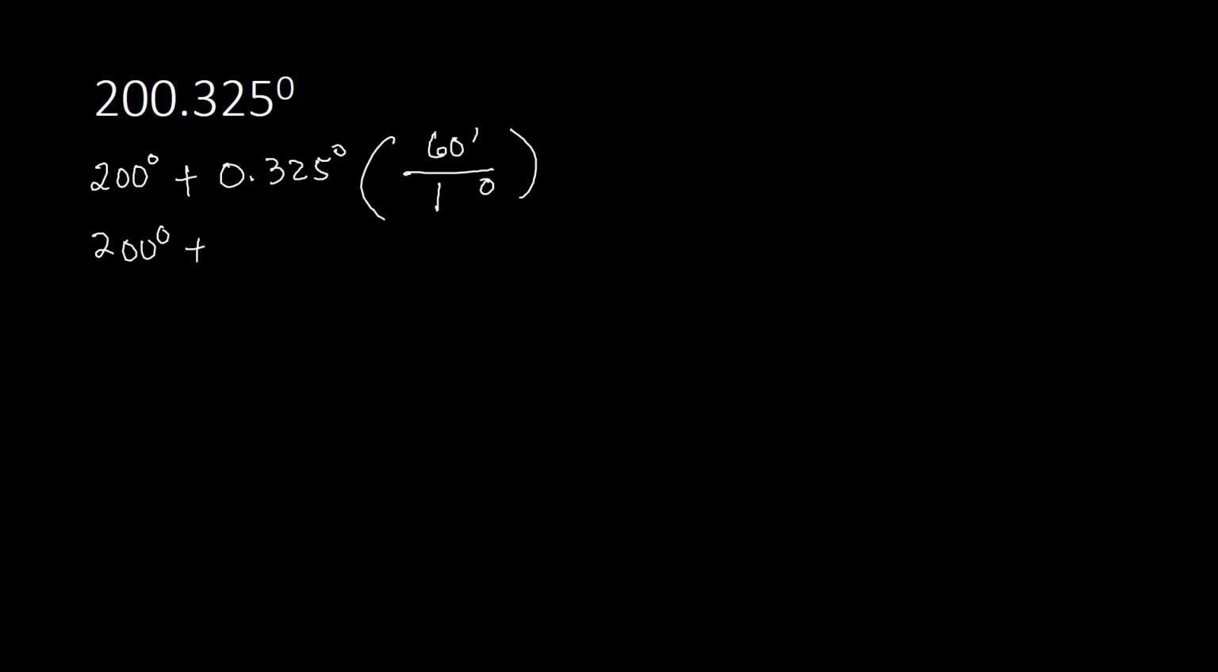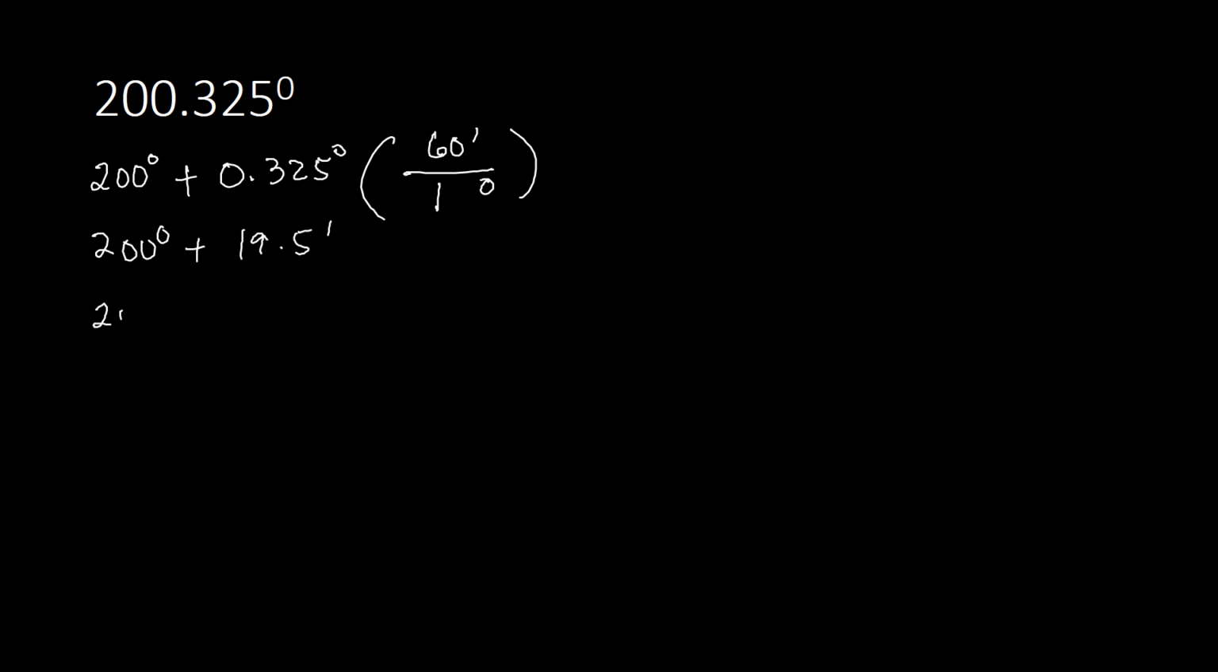We have 200.325 degrees. Again, separating our 200, the whole number, 200 degrees, from the decimal part of the degrees, and then convert the degrees into minutes. So we have 1 degree is equivalent to 60 minutes. So we have now 200 degrees plus 0.325 times 60. That is equivalent to 19.5 minutes.